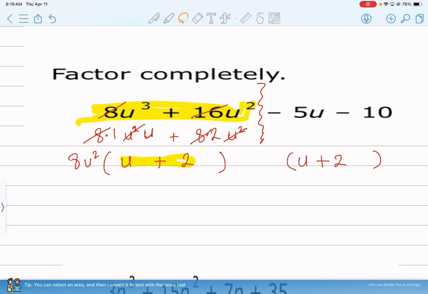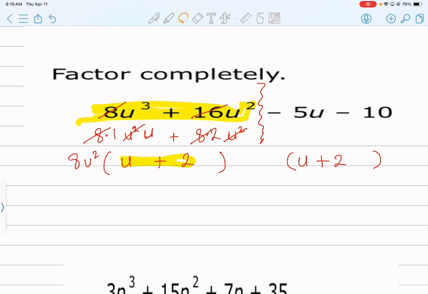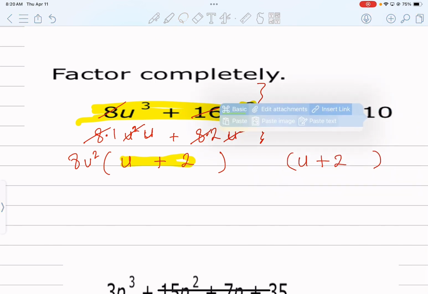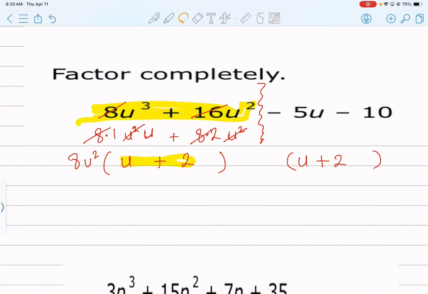Then you're going to ask yourself this question. What can I multiply to this u to make it negative 5u? That's the question you ask yourself. Or you can say, what can I multiply to this 2 to get 10? 5. Let's see if 5 works. Be careful.